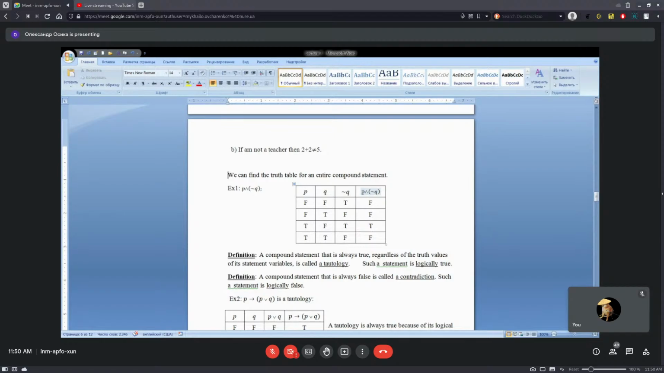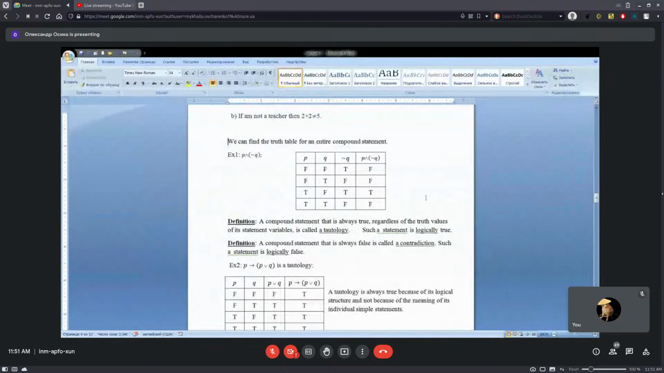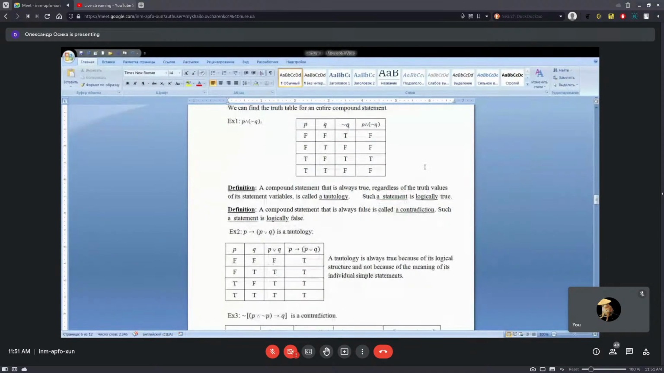And after that, P and not Q. So we take the conjunction of this: false and true, false; false and false, false; true and true, true; and true and false, false. Okay, like that, exactly as we constructed the truth table of two-valued Boolean algebra.